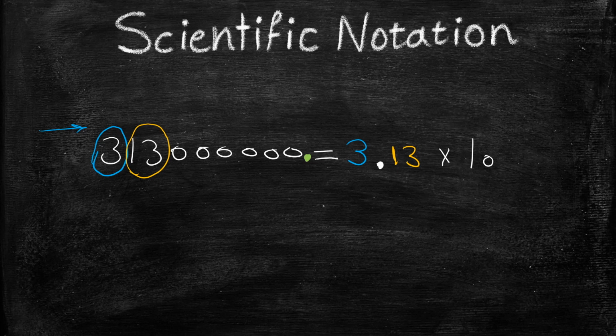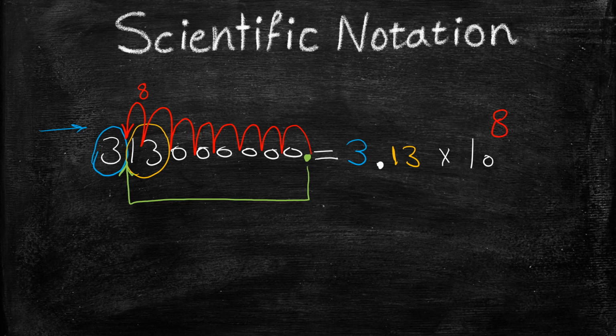We move this decimal point to here between 3 and 1. Let's count how many positions we moved it. So from here to here, 1, 2, 3, 4, 5, 6, 7, 8. 8 positions, we moved it to the left. So the power of 10 is 8.